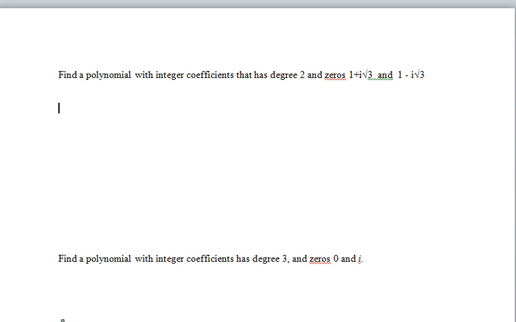Here we're asked to find a polynomial with integer coefficients that has degree 2 and zeros 1 plus i square root of 3 and 1 minus i square root of 3. We know that when a polynomial has a zero of r, then x minus r has to be a factor. So this time we will have two factors. We'll have x minus (1 plus i square root of 3) and x minus (1 minus i square root of 3).